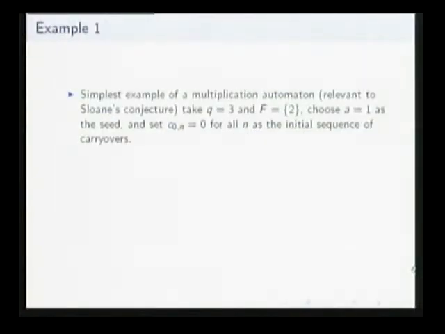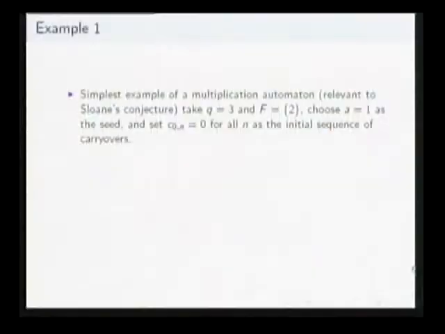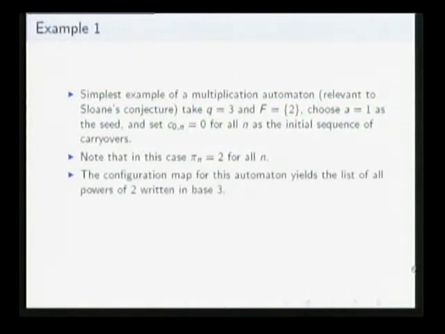So, for instance, the simplest example is the table I had given you before, because if you fix the base to be Q equals 3, and your allowable set of primes is just formed by the prime 2, and you start with a seed A equals 1, this means you start with 1 and you're just multiplying by 2, so you get all the powers of 2. And you write them in base 3. But here's another example.